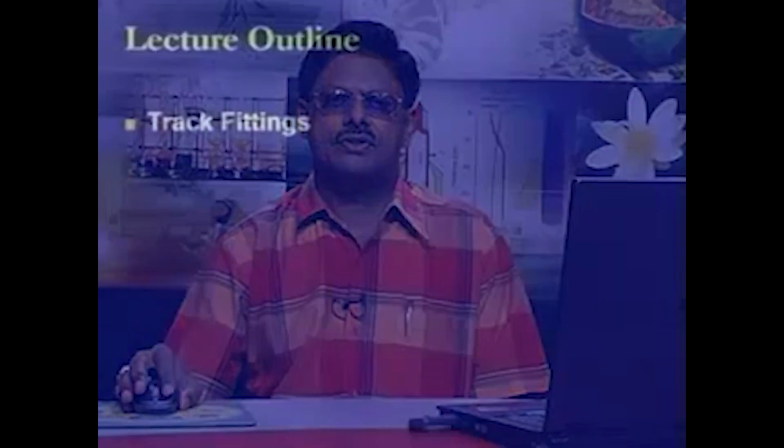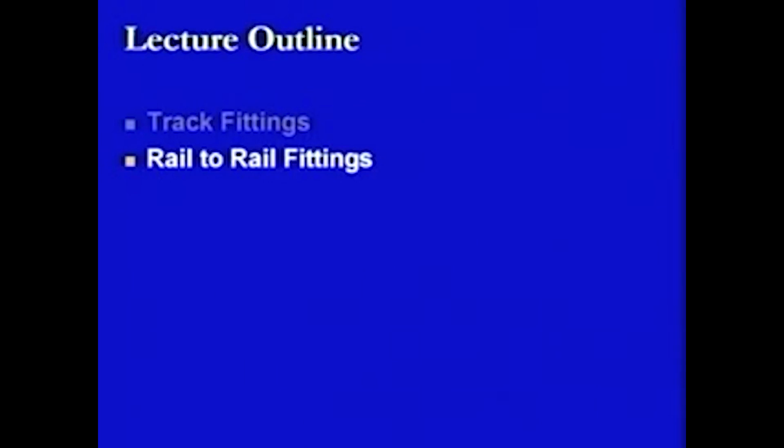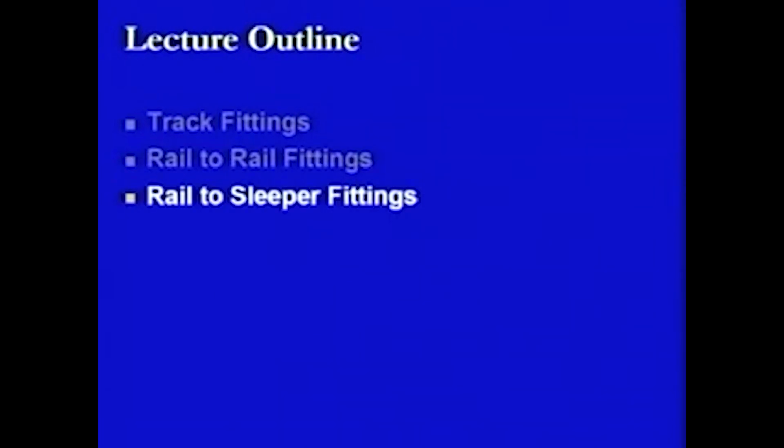In today's lecture we will be looking at the various fastenings which are used to fix the rails with the sleepers. In the case of sleepers, we have already seen that there are different types of sleepers available to us, and therefore, there are different fastenings which are available which can be used to connect rails with all those types of sleepers. So, in today's lecture, we will be looking at track fittings, rail to rail fittings, rail to sleeper fittings.